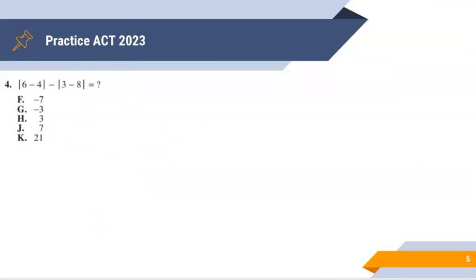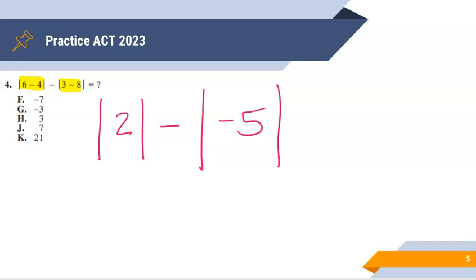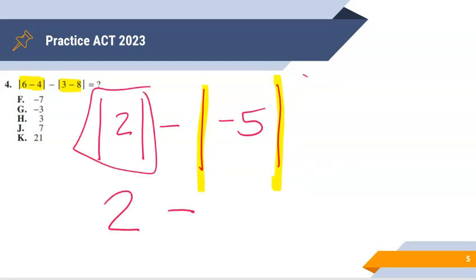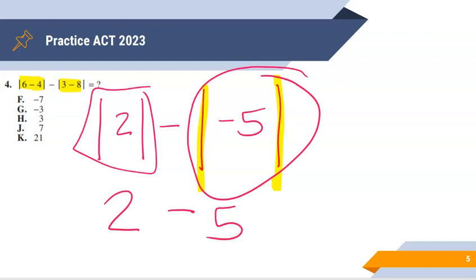Okay, question number 4 is absolute values. Pretend they're parentheses first and do what's inside. So 6 minus 4 is equal to 2. And then 3 minus 8 is equal to negative 5. Now do not think about a minus making a positive. We cannot do that because of these absolute values. Well, the absolute value of 2 is 2. The absolute value of negative 5 is 5. 2 minus 5 is negative 3.